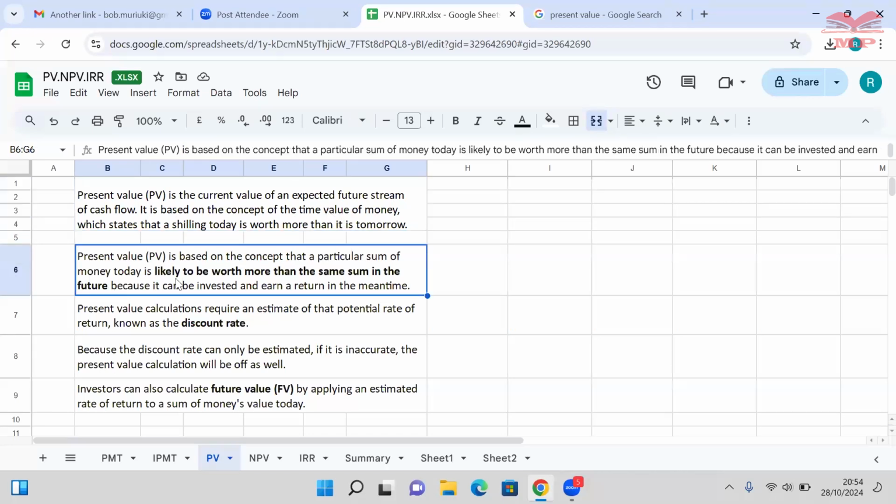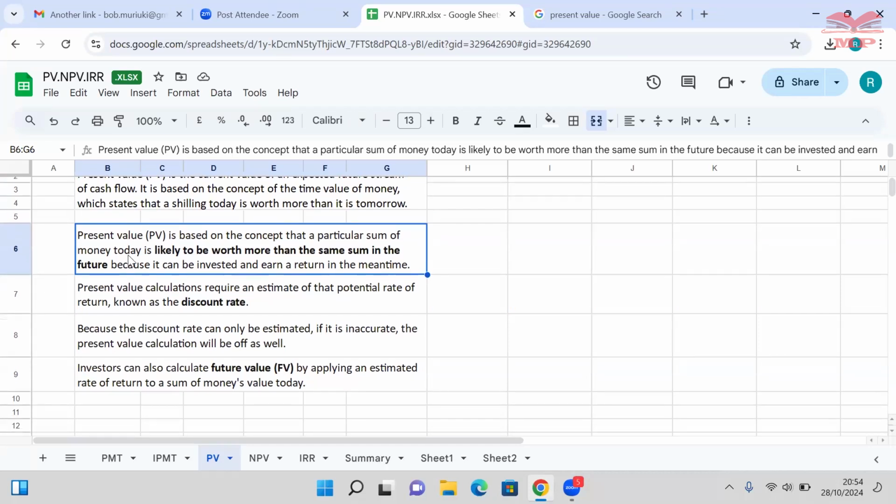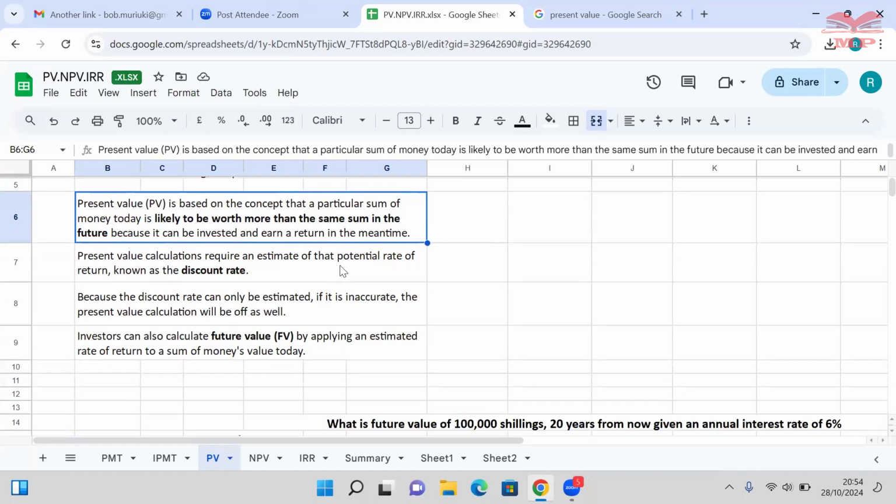So the present value is based on the concept that a particular sum of money today is likely to be worth more than the same sum in future because it can be invested and earn a return in the meantime. So the context here is the money is being invested somewhere and it is earning some interest. It is not just sitting somewhere. And of course, if it just sits somewhere, it will lose value, due to different factors, inflation and so forth.